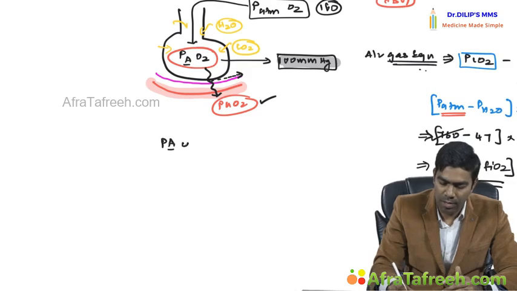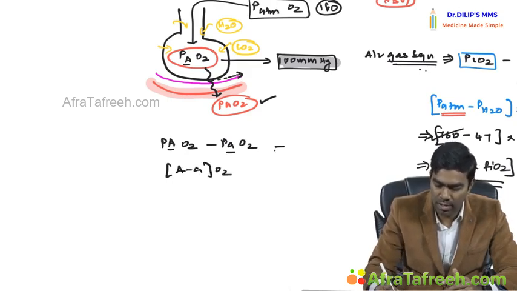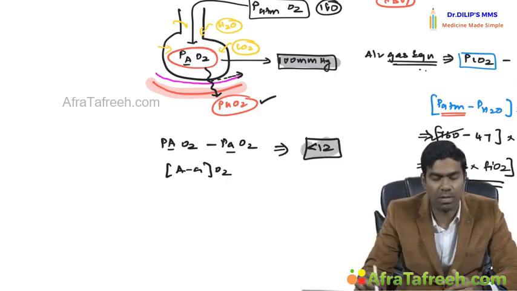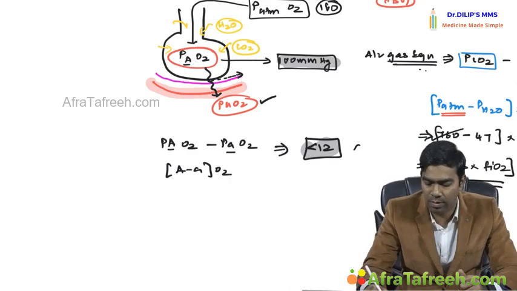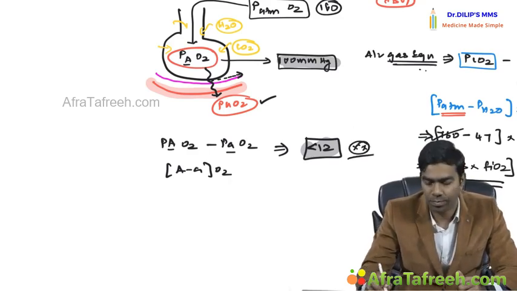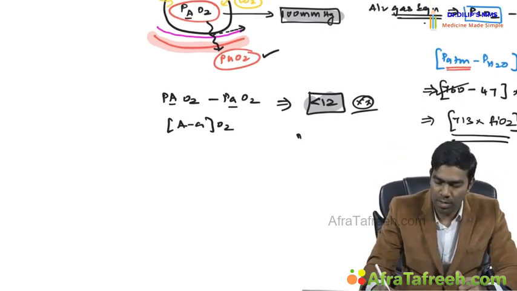Normally the PAO2 minus the PaO2, that is the A-a gradient, must be less than 12 millimeters of mercury, and this is a very important number. The same number we are going to use for the anion gap as well. That's why this is a very, very important number. Or you can give a normal A-a gradient.